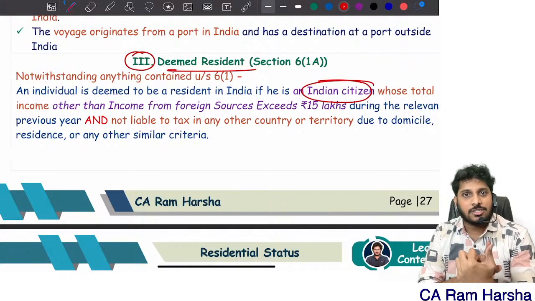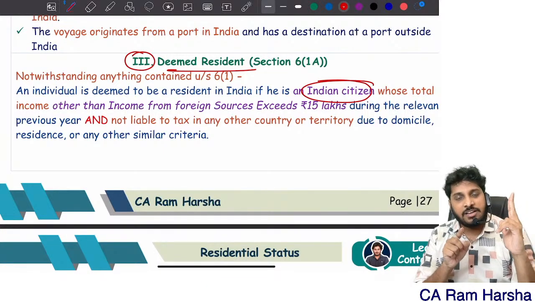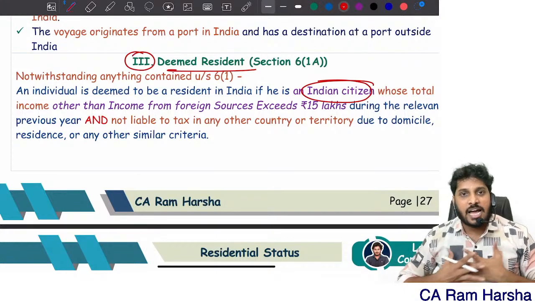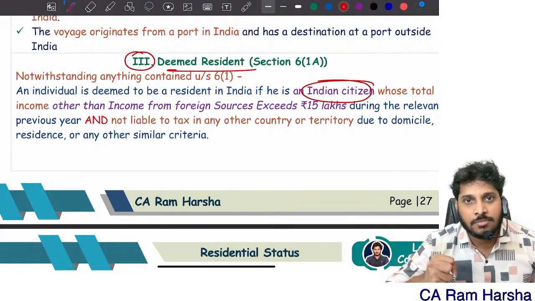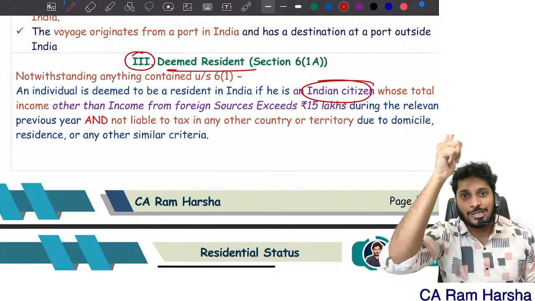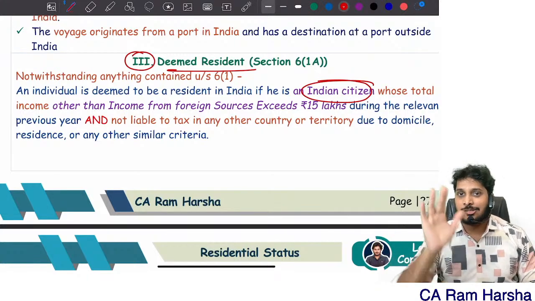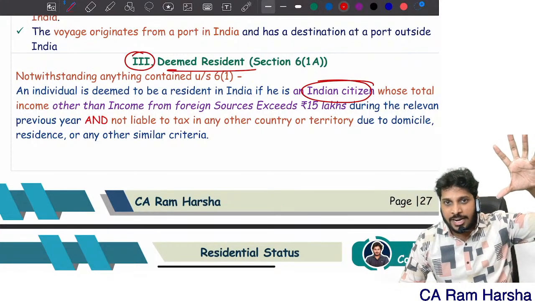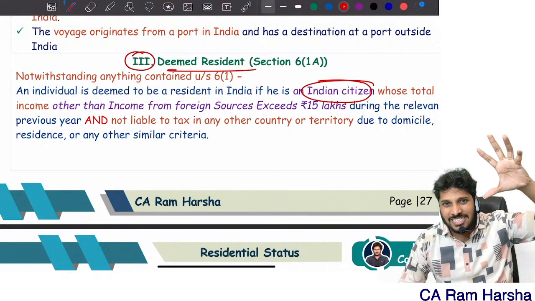Arey, he is an Indian citizen having Indian income, and in the country where he is staying, he is exempted. Our income tax department, Nirmala Sitharaman, wants to tax him. I will tax you then. You are a resident in India. That's it. Category 1, 182 or more you check. 60 days or more plus 365 or more you check.